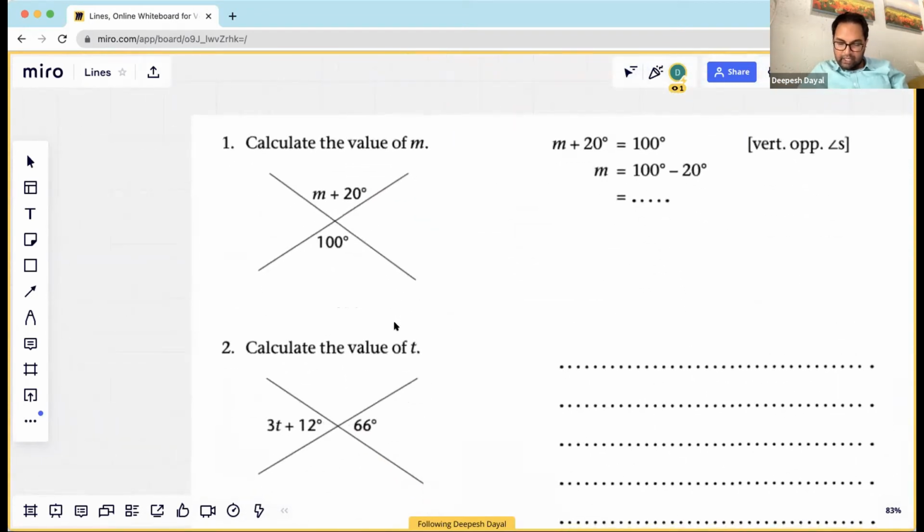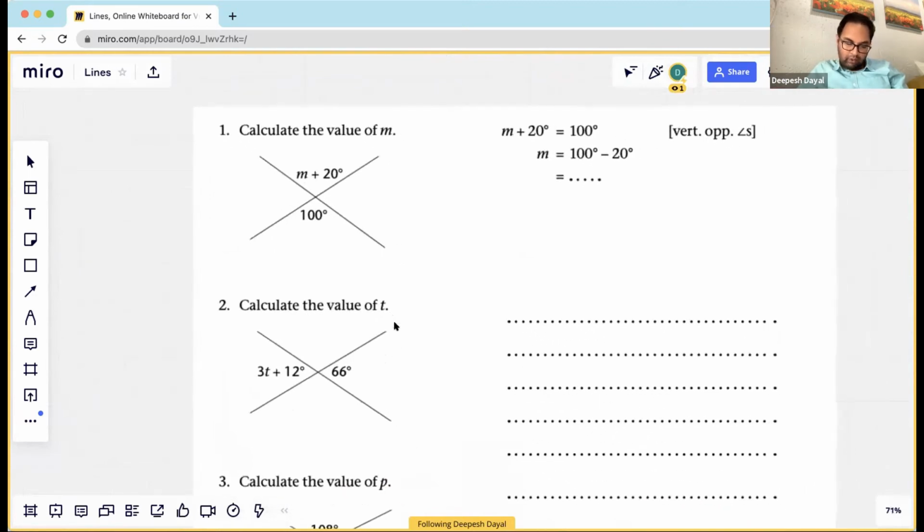Well done. We're now moving on to something else. The previous one was angles on a straight line. We have something here called vertically opposite angles. What is that? Vertically opposite angles. What does that mean? The sums are opposite each other. Okay. So the angles opposite each other are equal, right? Yes. So in this case, number one, which two angles will be equal to each other?